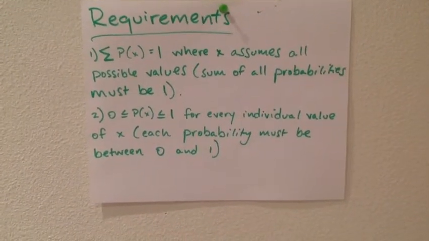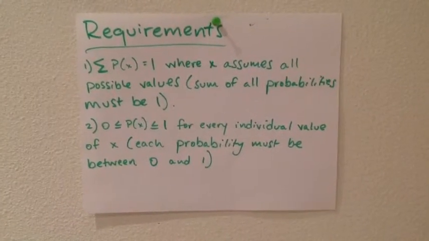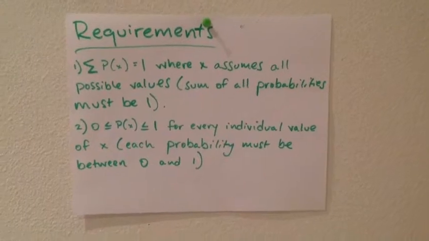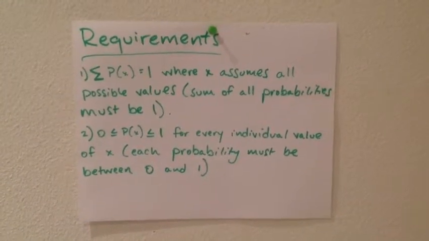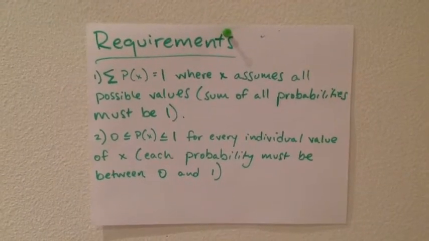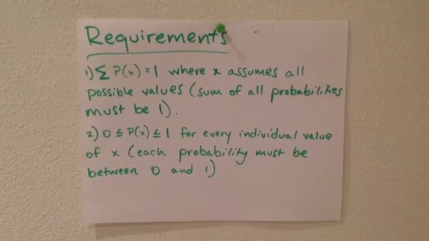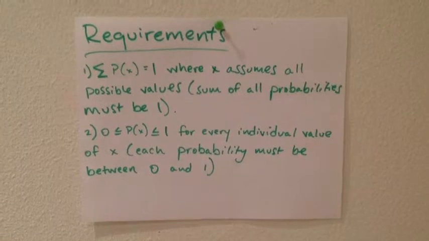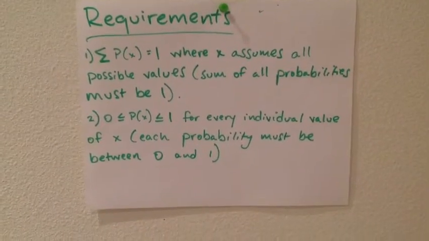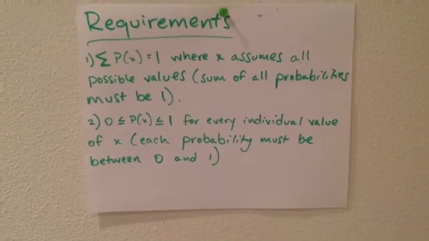Requirements. First, we have to find the sum of p of x, and it has to equal 1, where x assumes all possible values. The sum of all the probabilities must be 1. And 0 must be less than or equal to the probability, and the probability must be less than or equal to 1. For every individual value of x, each probability must be between 0 and 1.